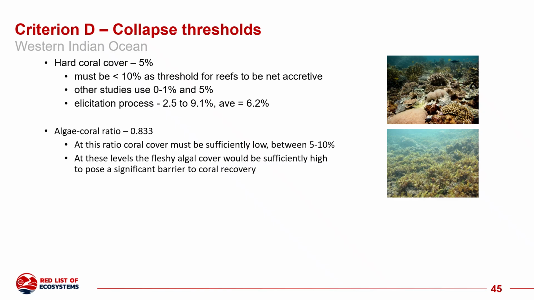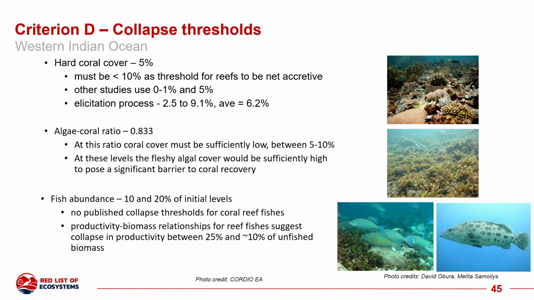For the fish abundance indicators, parrotfish for herbivory and groupers for piscivory, there was no exact value in the literature that defines a collapse point. So the Western Indian Ocean team used a percentage of the initial or baseline value from 50 years ago, specifically 10% of the reference parrotfish abundance and 20% for groupers.